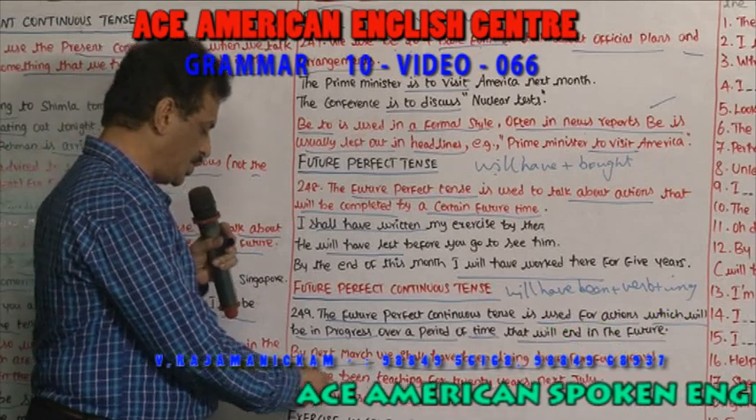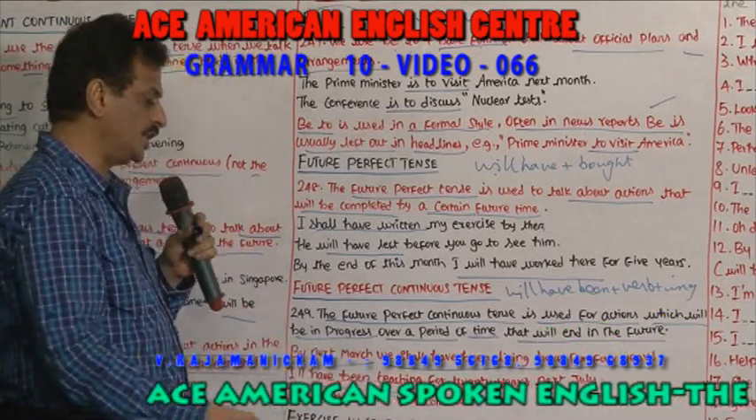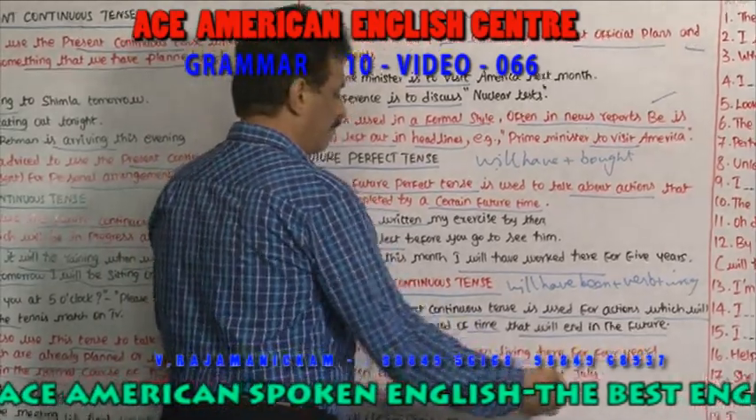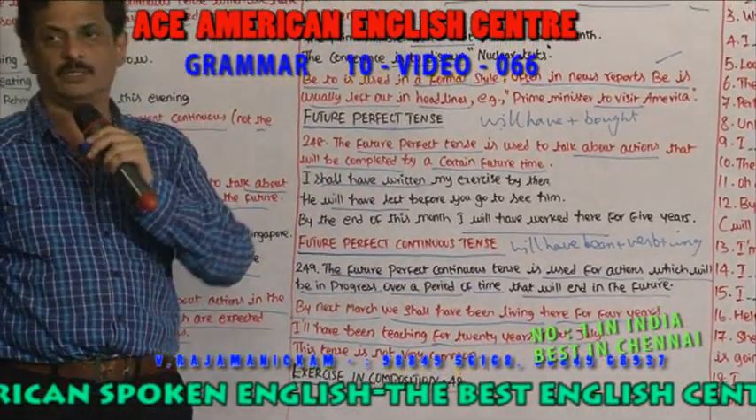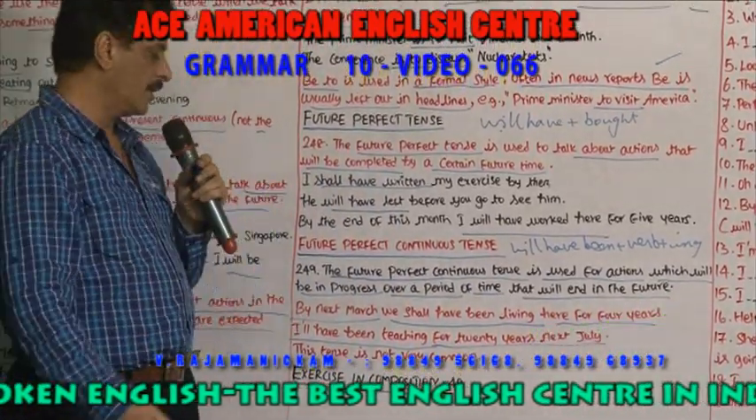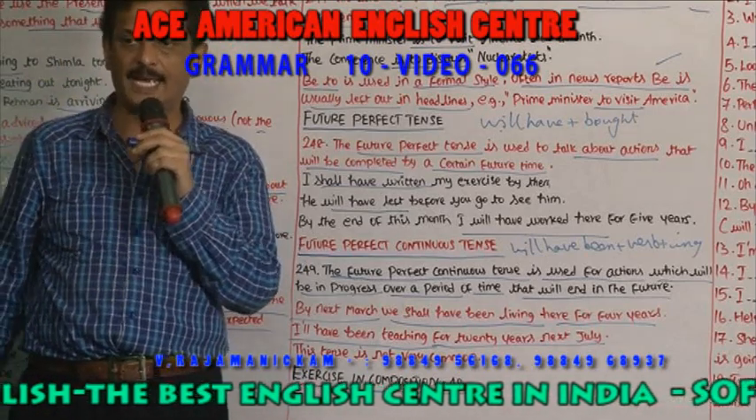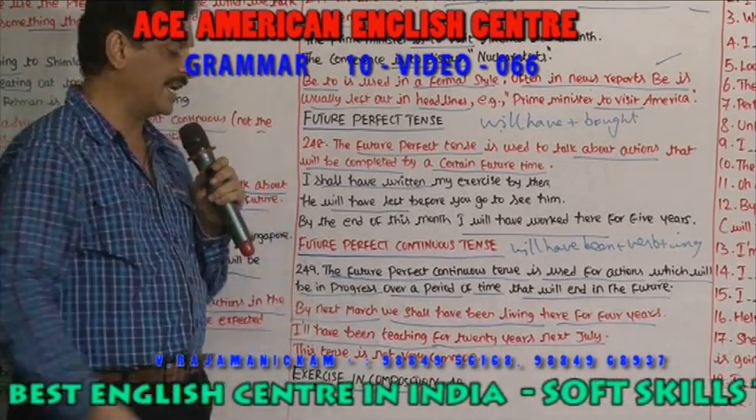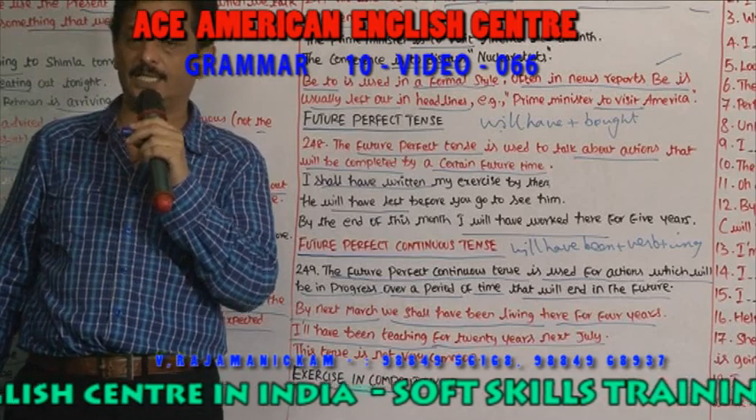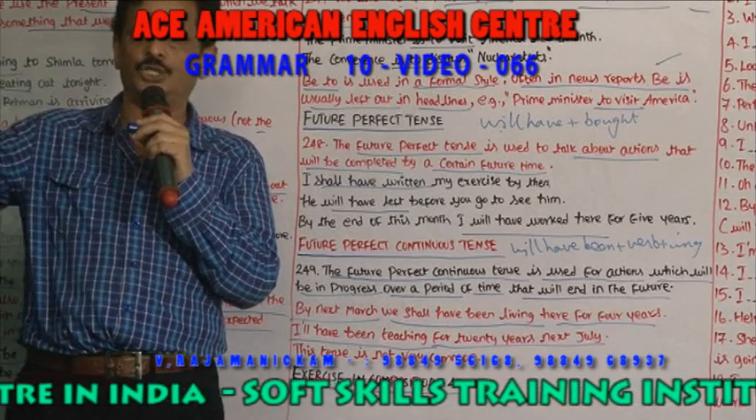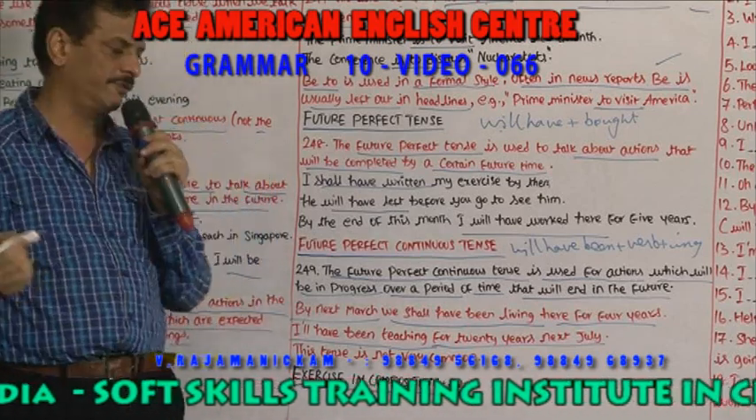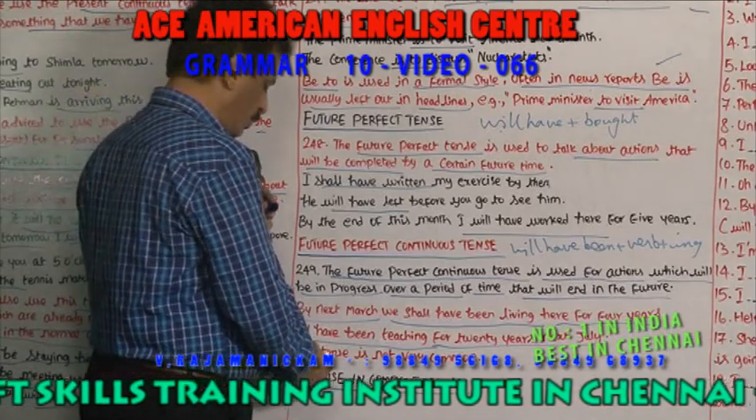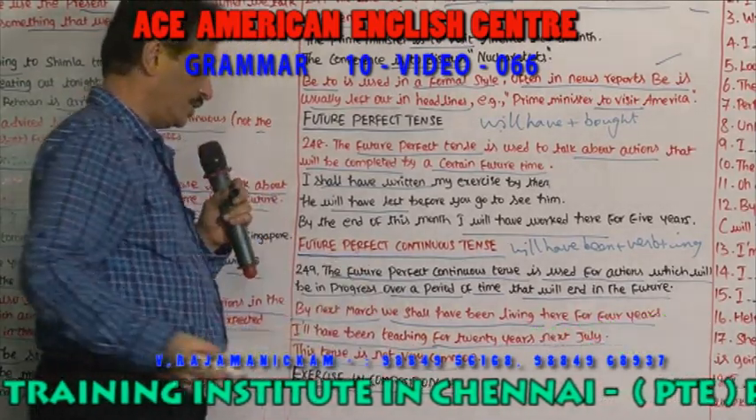I will have been teaching for 20 years next July. By next July, this is June, by next July, if I continuously take on the classes, then what happens? I will have been teaching for 20 years. So continuously, 20 years is my experience of teaching. This tense is not very common. Generally, this tense is not very common.